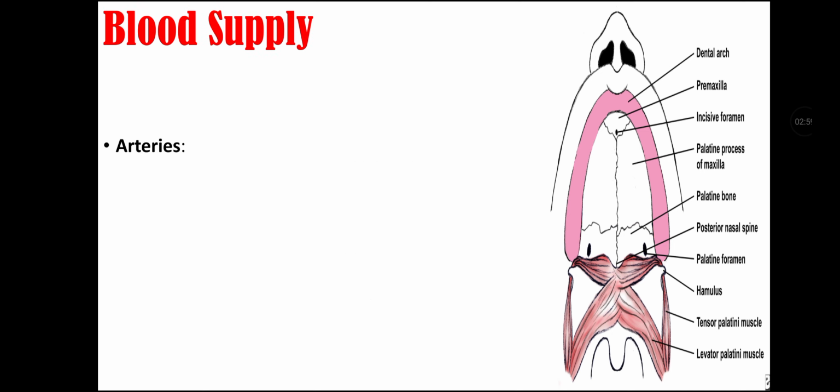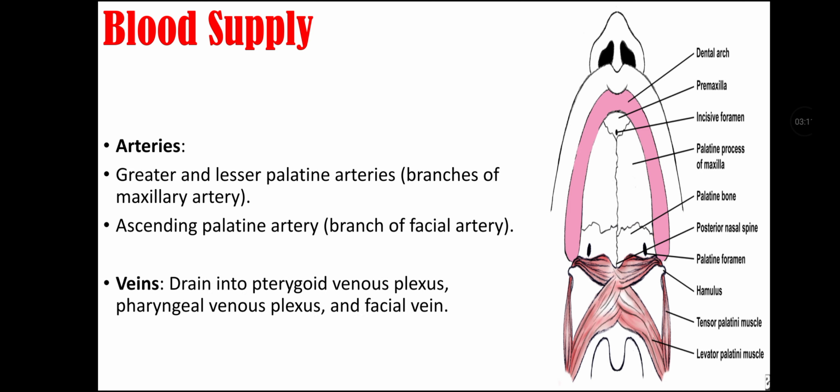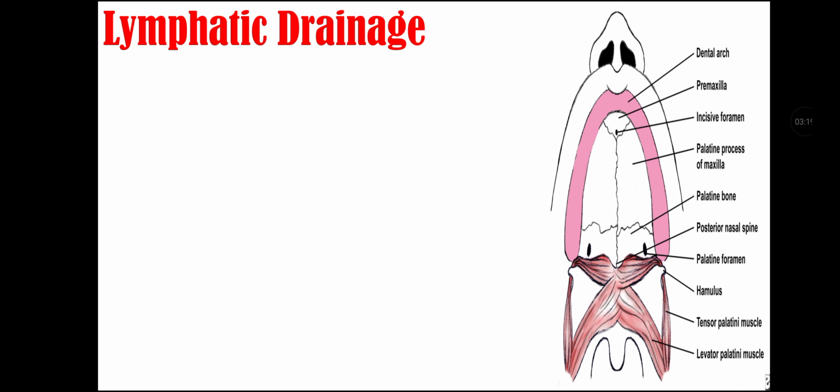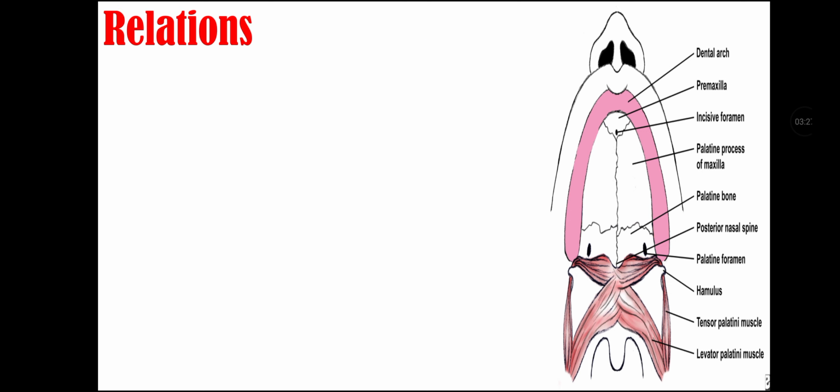Blood supply of palate. Arterial supply, it is supplied by greater and lesser palatine arteries, that are branches of maxillary artery, and also by ascending palatine artery, that is a branch of facial artery. Its venous drainage drains into pterygoid venous plexus, pharyngeal venous plexus, and facial vein. Lymphatic drainage of the palate. It drains deep into deep cervical lymph nodes, particularly into jugulo-digastric lymph nodes.